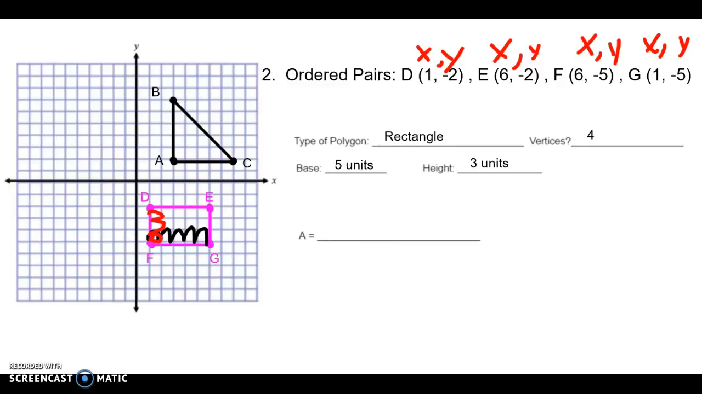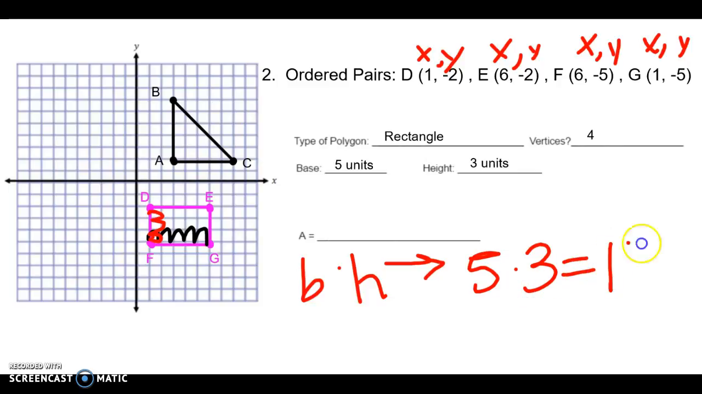We already know the area formula for a rectangle or a parallelogram is our base times our height. So if we were to do that, we would substitute our base and height in. We have 5 units times 3 units, which gets us 15 units squared.